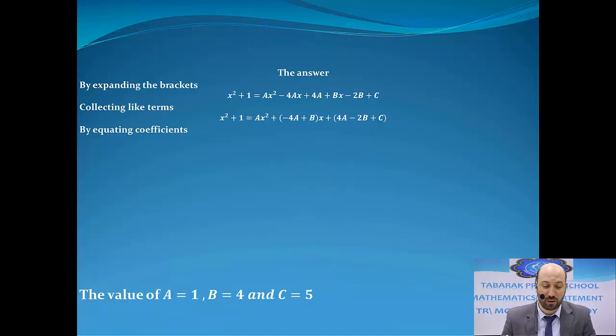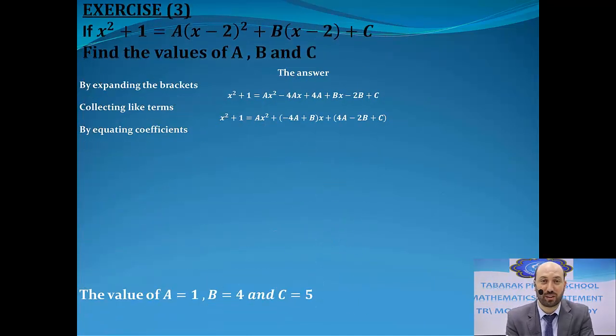And now we are going to take example 3. If x squared plus 1 equals a times (x minus 2) squared plus b times (x minus 2) plus c, find the values of a, b, and c. So now we are going to do the same steps as we just did in exercise 2. Why? Because here we have the same factor.